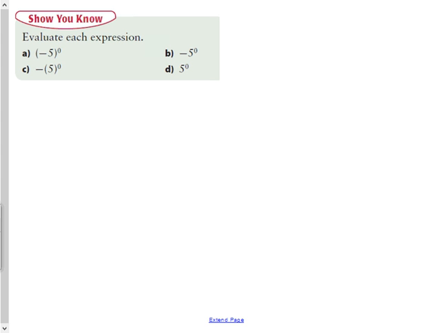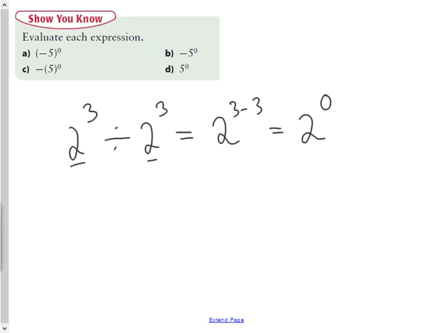So if I was to take 2 cubed and divide it by 2 cubed, the law would say because both powers share the same base, keep the base and subtract your exponents. Okay, so in this case, I'd have the final answer of 2 to the exponent of 0.